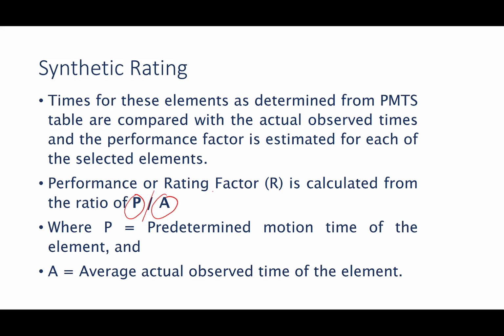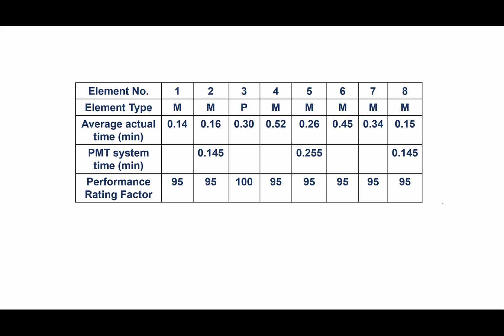So the performance rating by the synthetic rating method is obtained from the ratio of the time taken using the PMTS method and the actual time taken, the observed time obtained from the time study method. So this observed time and the time from the PMTS method are used to determine the synthetic rating. Say here is an example only.